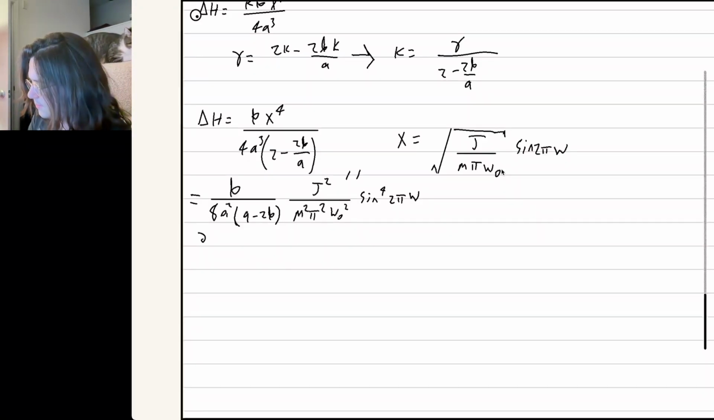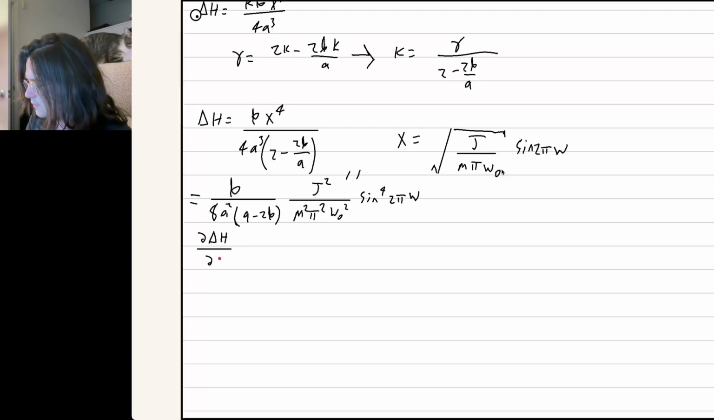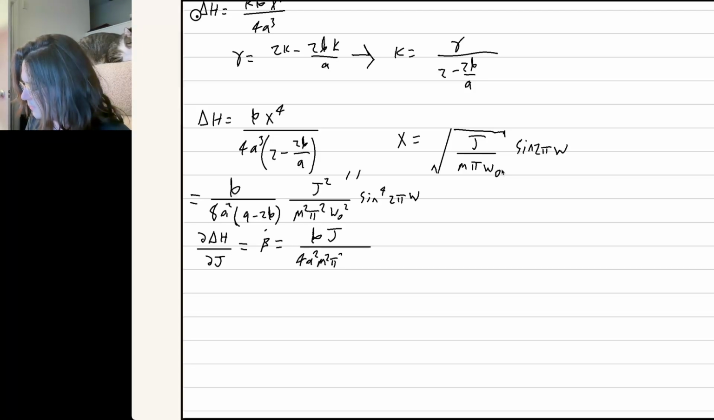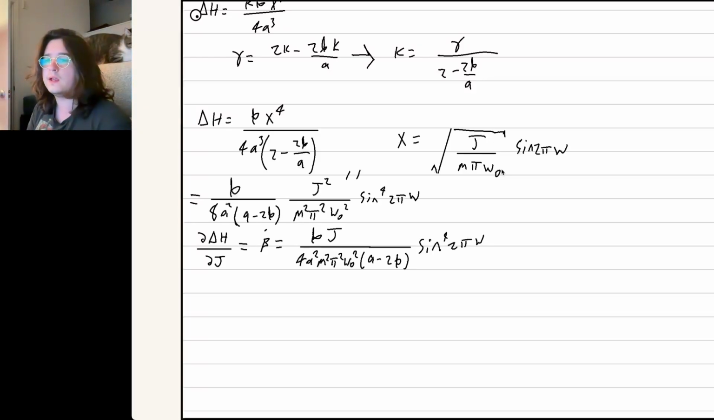Awesome. Let's then take the partial derivative of delta H with respect to J. This is going to give us our beta dot, which is going to be bJ over 4a squared m squared pi squared omega naught squared (a minus 2b) sine fourth 2 pi w.